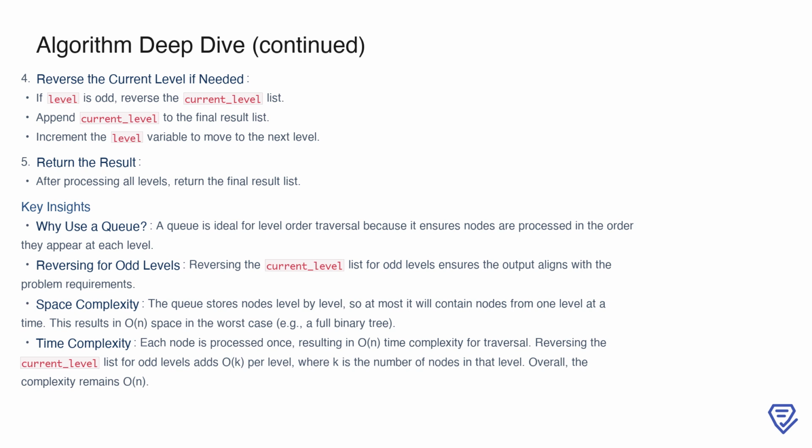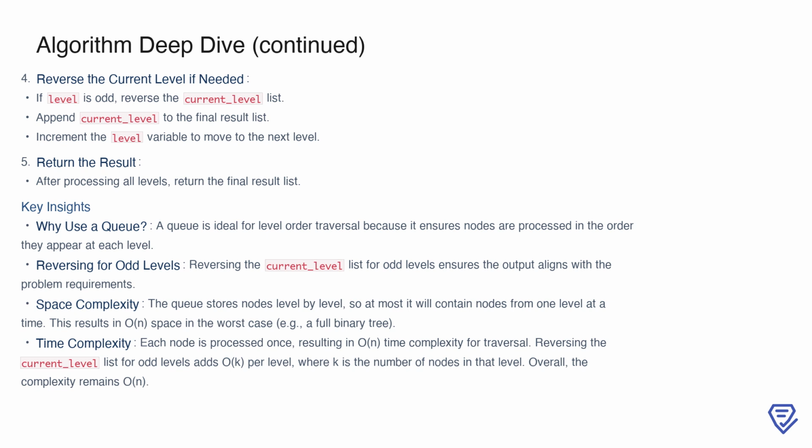Now, we focus on processing the nodes at the current level. For the number of iterations specified by level_size, we dequeue a node from the queue and append its value to the current_level list. If the dequeued node has left or right children, we enqueue these child nodes to ensure they are processed in subsequent levels.